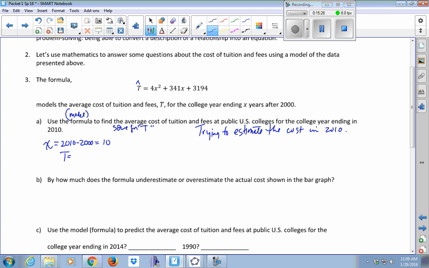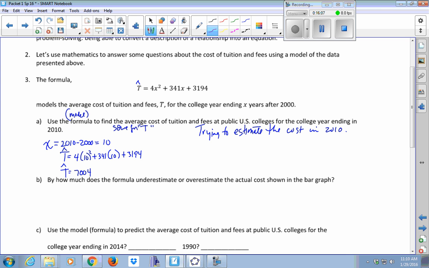And you know, folks, I do this. This is a little thing from statistics. I put a little hat over that variable to remind me that I'm estimating. I'm not getting the exact answer. So I always put the little hat that reminds me I'm finding an estimate or a prediction. Right? So t equals 4 times 10, because x is 10, squared, plus 341 times 10, plus 3,194. So my estimate comes out to be 7,004. The estimate for t. When I do all that mathematics, it will come out to be 7,004.